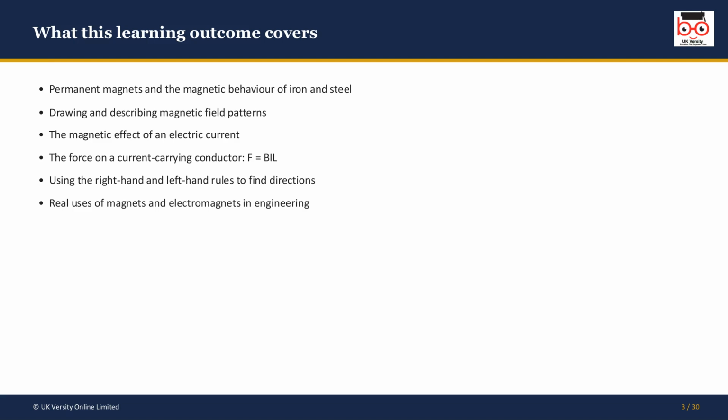Here's a quick map of where we're heading. We'll start with permanent magnets and the magnetic behavior of iron and steel, then learn to draw and describe field patterns. From there, we'll see how an electric current creates its own magnetic field, meet the force on a current-carrying conductor given by force equals BIL, and use the right-hand and left-hand rules to sort out directions. We'll finish with some real engineering uses of magnets and electromagnets.